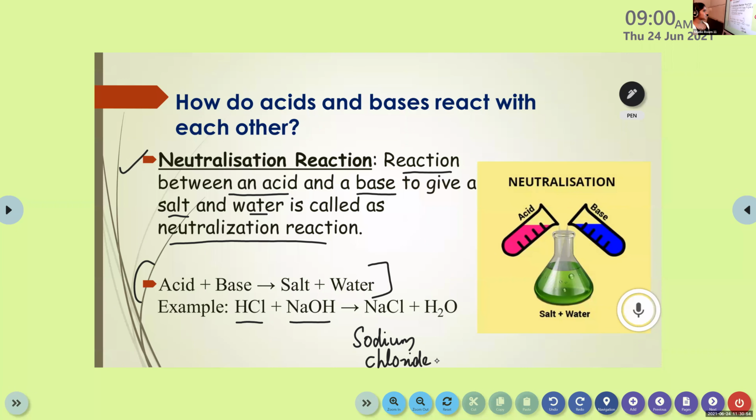So the reaction in which acids and bases react with each other is known as neutralization reaction. This is the reaction between the acid and base to give salt and water. So the products are salt and water. In the previous activity, we just took HCl and NaOH, so the products are NaCl and H2O. This NaCl, sodium chloride, is an example of a salt.